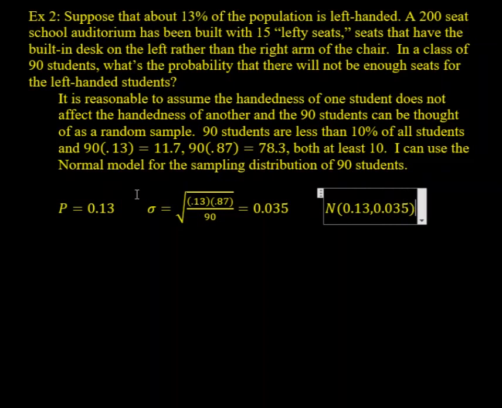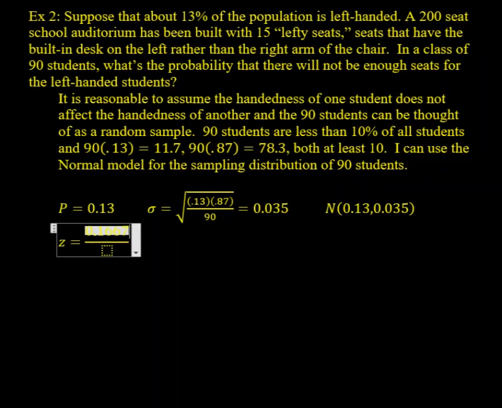The probability that we run out of left-handed seats would be 15 over 90, which equals 0.1667. We'll have a z-score of 0.1667 minus 0.13 over 0.035, which comes out to be 1.05.